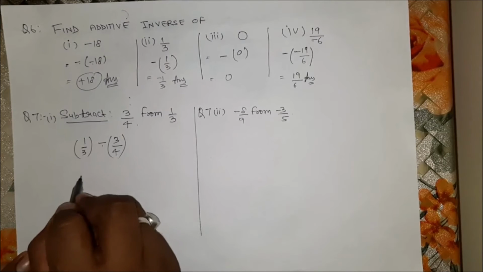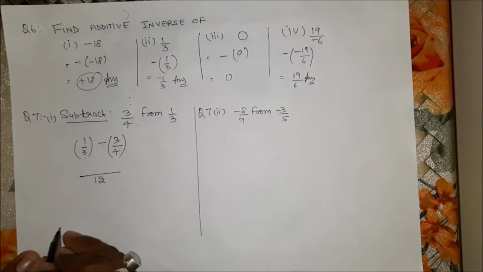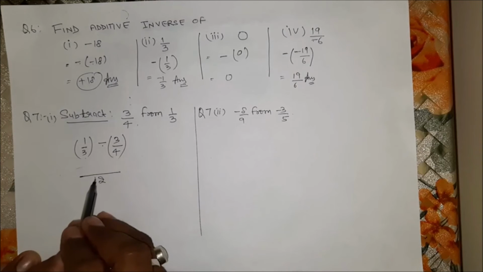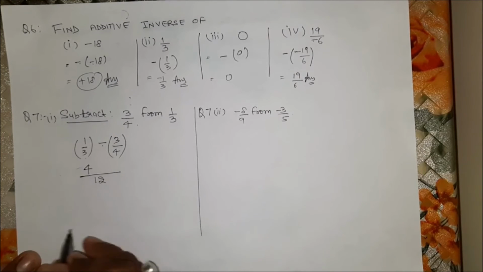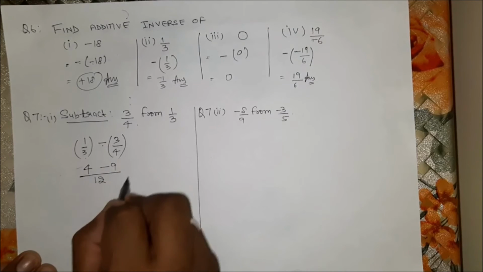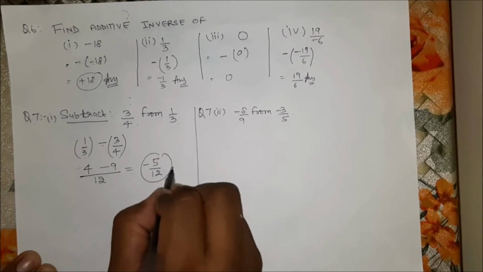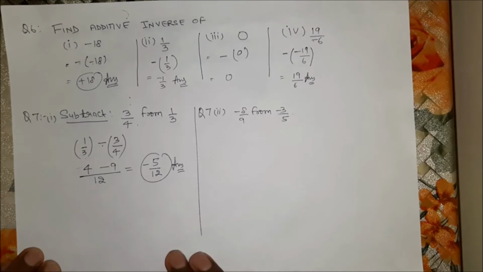Now take the LCM of 4 and 3, which is 12. 3 4s are 12, 4 1s are 4. 4 3s are 12 and 3 3s are 9. What you will get? You will get minus 5 by 12 and that is your answer.